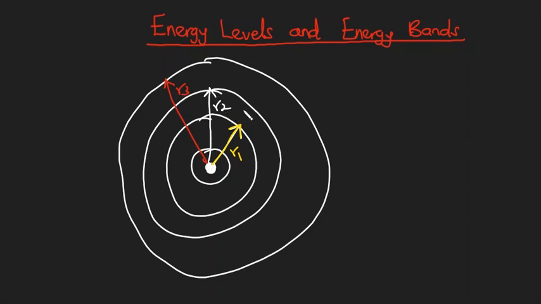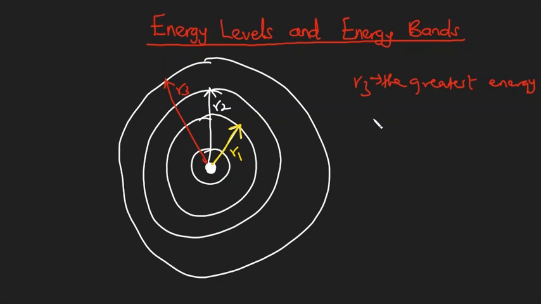So as an electron is moving from one particular orbit to the other orbit, the energy increases. So we can conclude that R3 has the greatest energy. So R3 has the greatest energy, followed by R2, then R1 having the least energy.